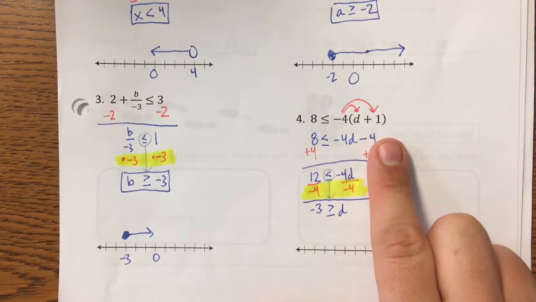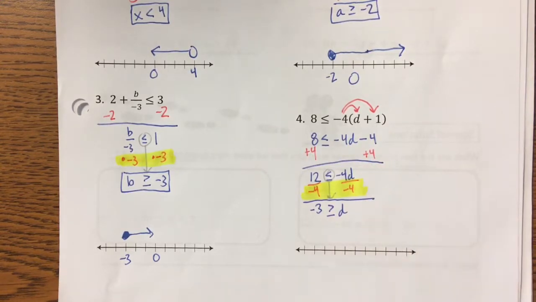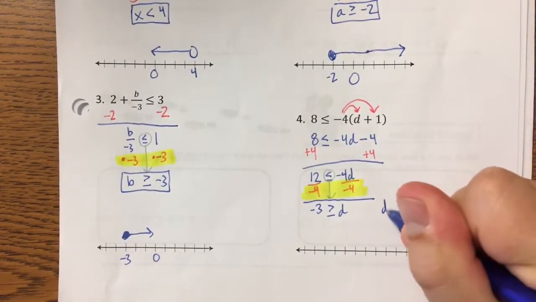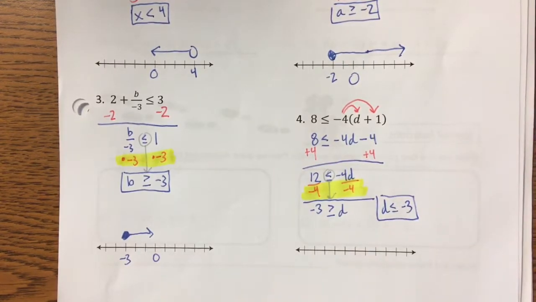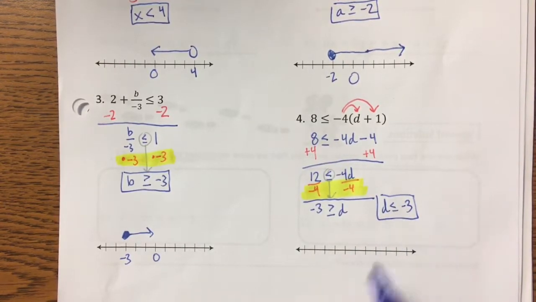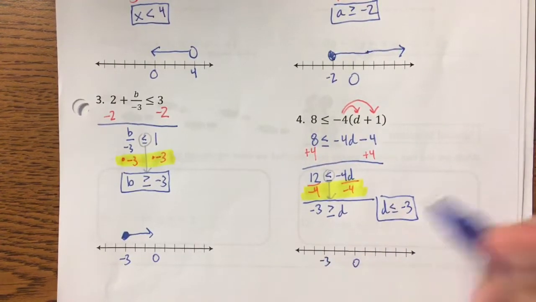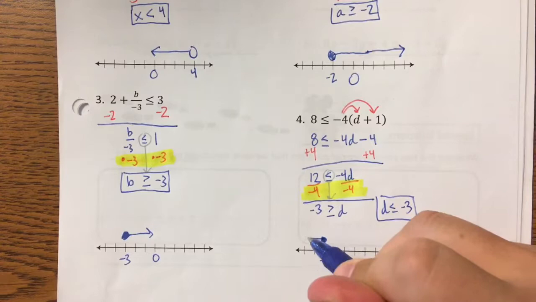So that's why I really want to emphasize, when you're distributing, if that number you're distributing is negative, you've got to carry that negative with everything that you're multiplying it to. So just be careful about that. So I'm just going to rewrite this as d less than or equal to -3, so that this little arrow can indicate which direction the arrow is going to go. So 0, -3, closed circle, going to the left.